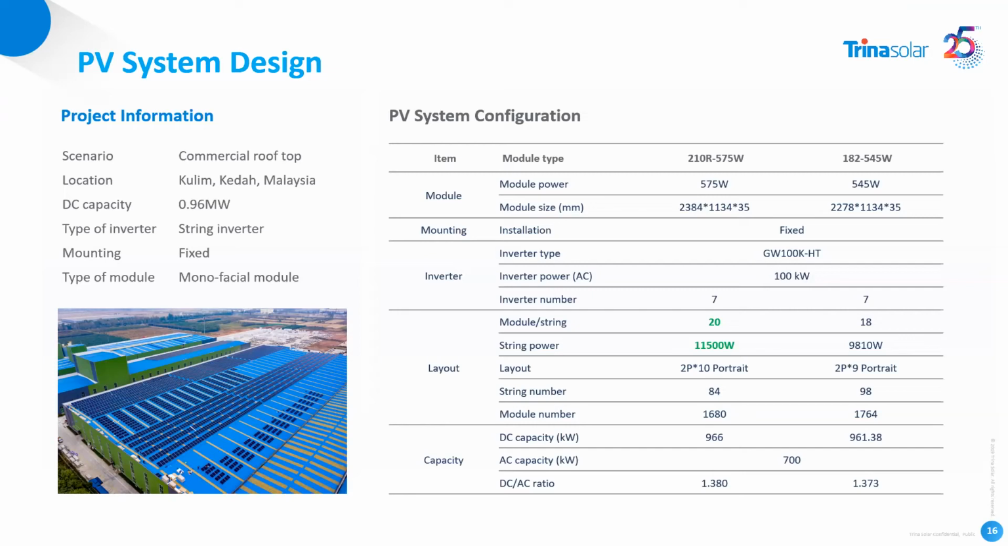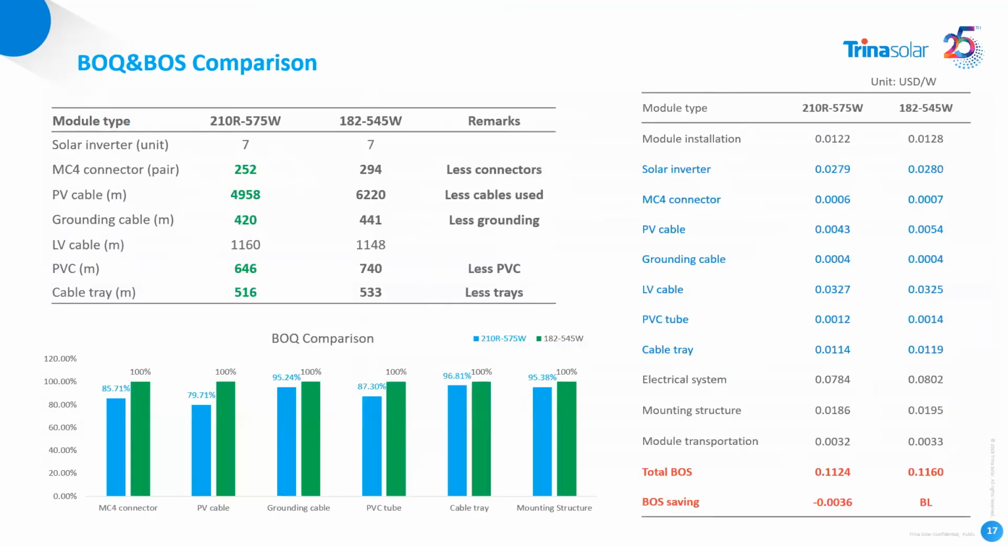The AC capacity is the same at 700, but the DC capacity is different, from 966 to 961. So what we're trying to conclude with this simulation is that we did a BOS or BOQ comparison using that scenario.